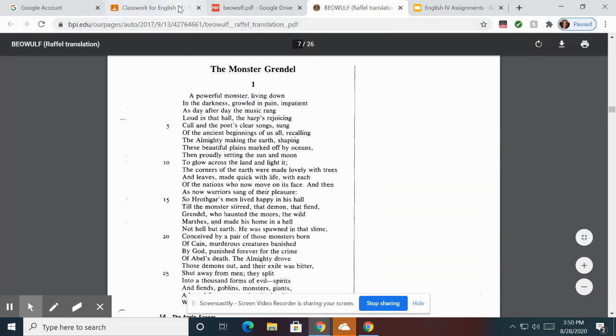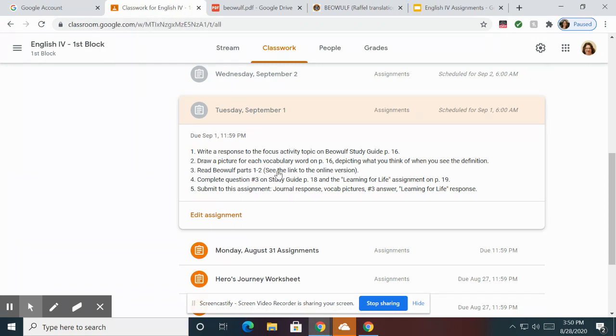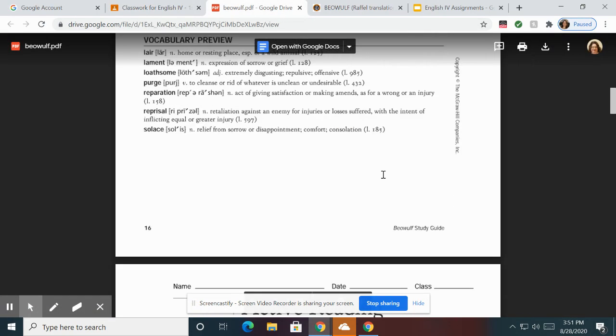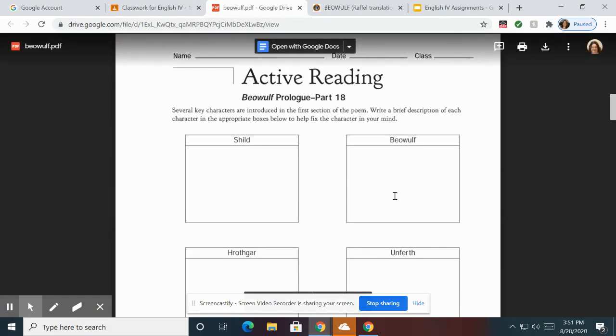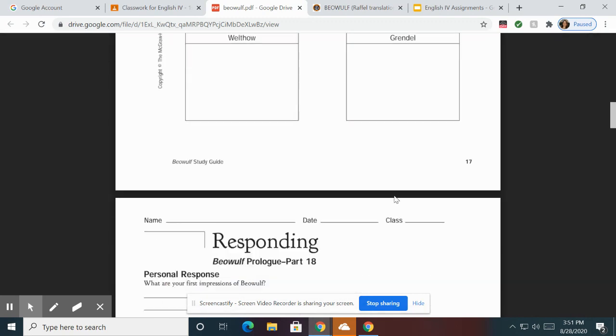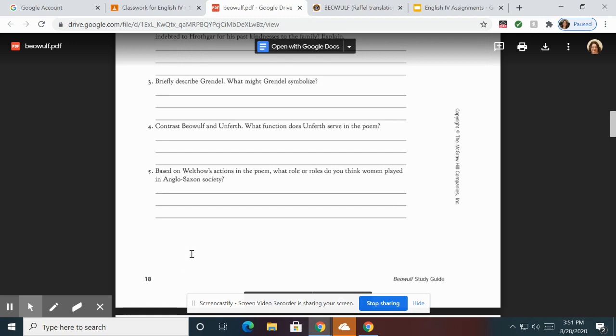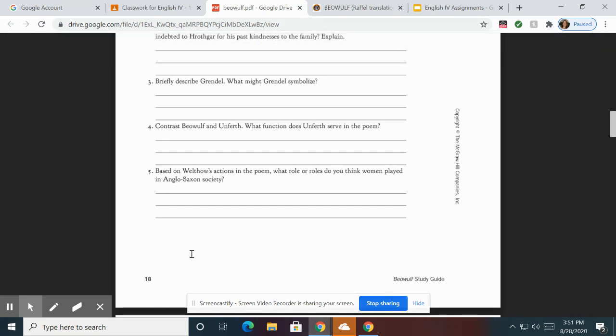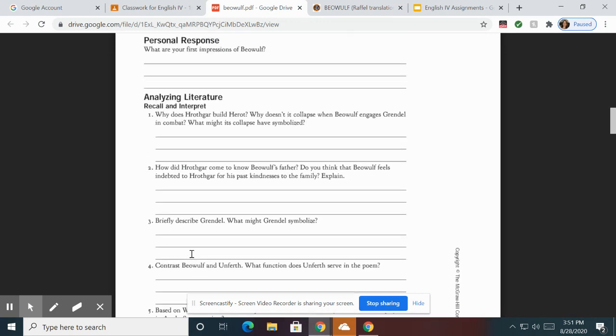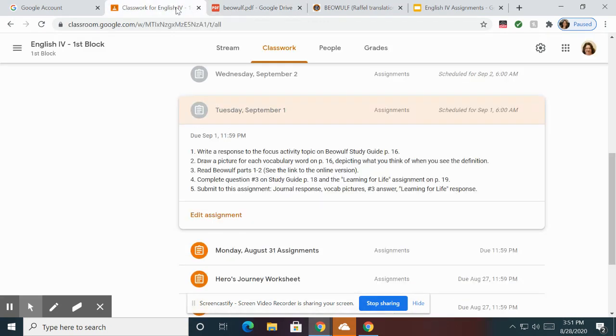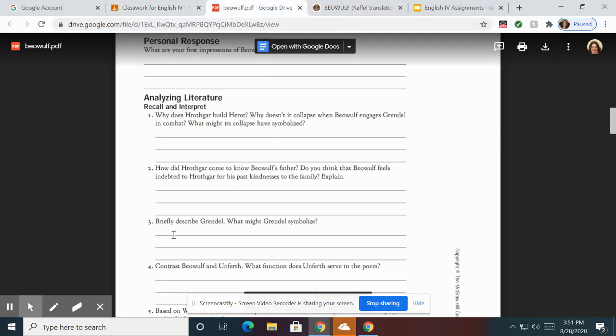So you're going to come back to the study guide, go to page 18, and I know we're scrolling down past some of the graphic organizer, but that's okay. Go down to page 18. 18 and 19 are the response pages of the study guide for the parts we're reading right now. And you're just going to answer one question. You go back to your assignments. You're just going to answer question 3. Because question 3 is about Grendel. So you're going to briefly describe Grendel. So this is just a brief description. This is just a first impression. What do we know about Grendel, and what might he symbolize in this story?